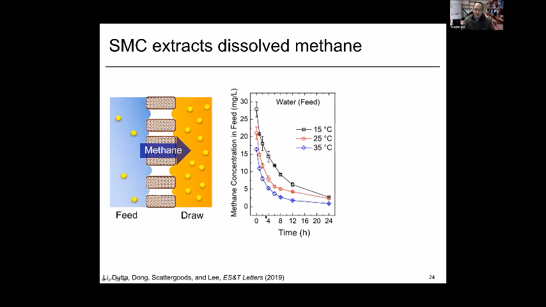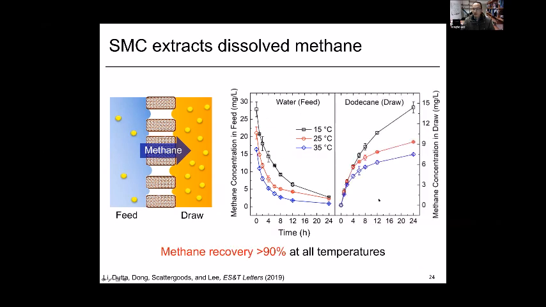And as time goes by, the methane concentration decreases. And at the same time, the methane concentration in the draw solution increases. So this clearly shows that the methane is moving from the feed to the draw side.